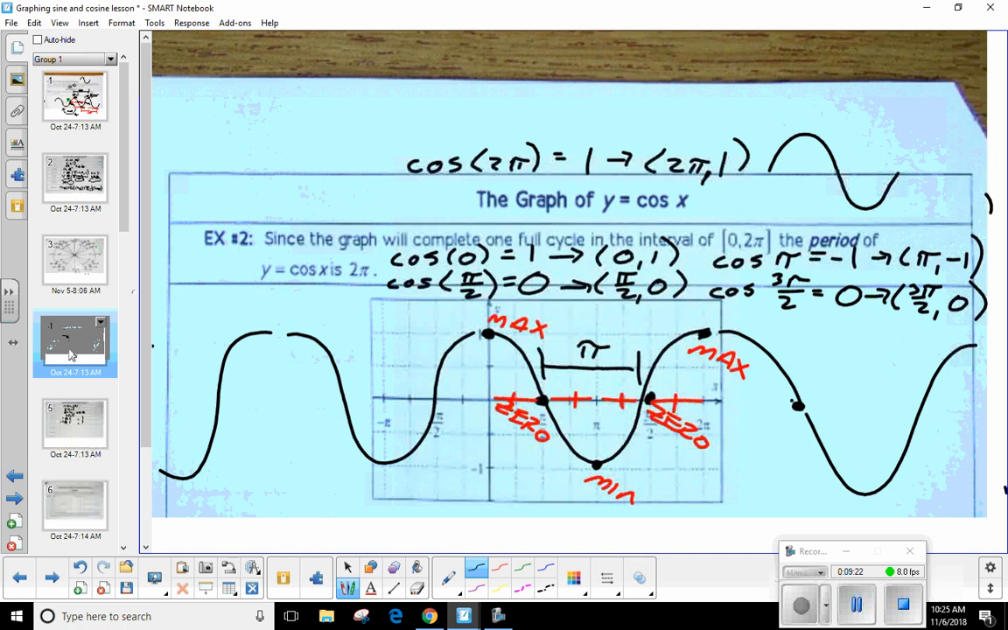What's the period for cosine? 2 pi. So it repeats the same pattern, this curvy V, every 2 pi radians, right? So if I start here with a maximum, it's going to be 2 pi radians before I get to the next maximum. Then 2 pi radians before I get to the next. And then the next. Okay?